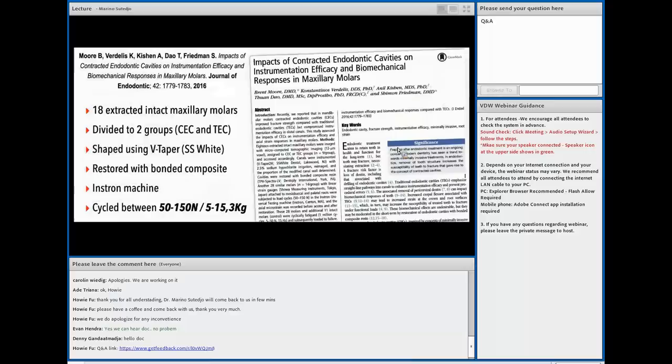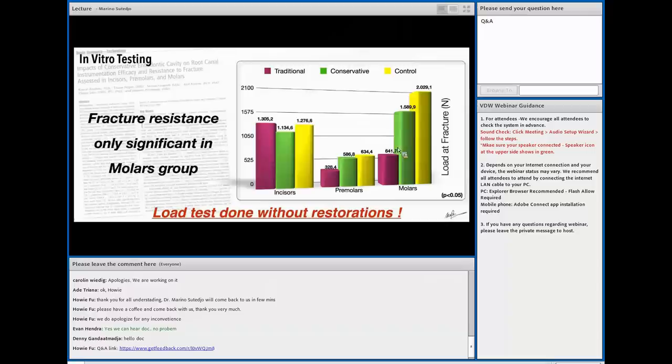So there is an interesting paper in 2016 where they tried to replicate our biting forces. They took 18 extracted maxillary molars and divided them into two groups. Number one is the contracted cavities, and number two is the traditional cavities. They both shaped the canals using the F-taper from SSY, and they put composite restorations, because in the previous research done by Krishan, the load test was done without any restorations. I think that is almost impossible, because all of us, after we finish our endodontic treatment, will follow with restorations.